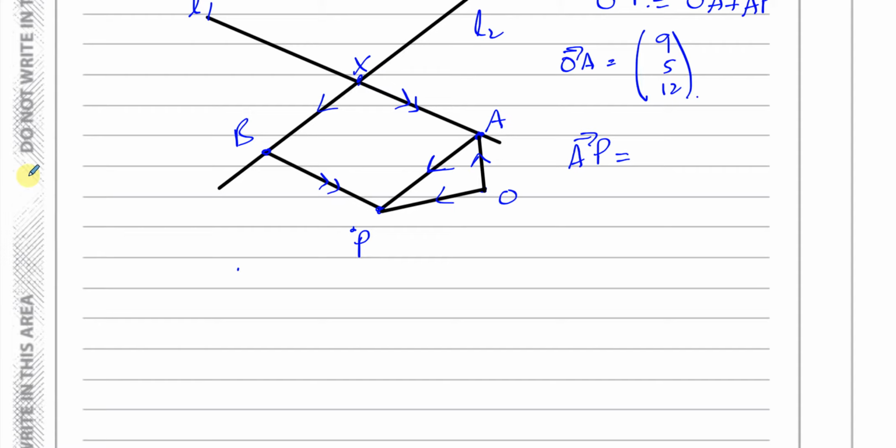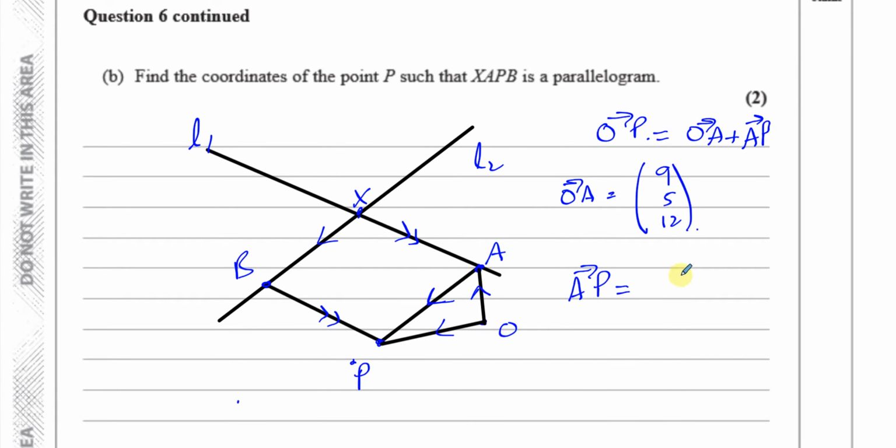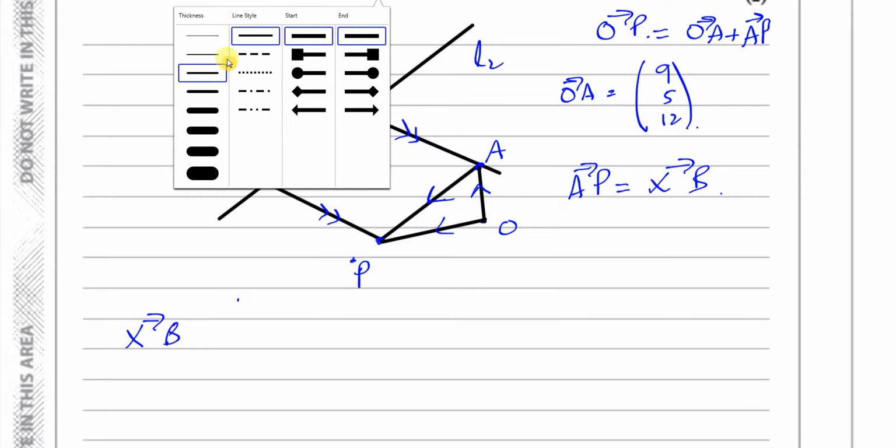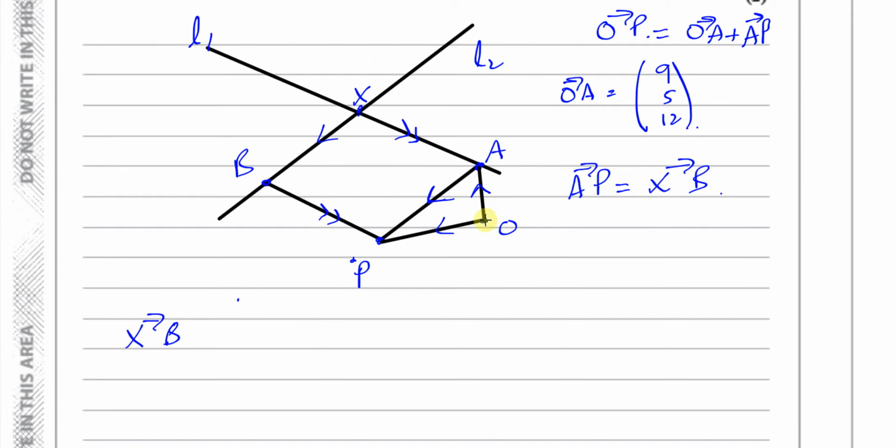Now A to P must be the same exact vector as X to B. Why is it the same vector as X to B? Well, because this is the side which is opposite to A to P in a parallelogram, so they're the same direction, they're parallel, and they are the same length. So they will be described by the same vector. So I need to find what X to B is. Now X to B, if you think about it, is going to be like this. Let me put this in a dotted line so it's a bit clearer. So you have O to X and you have O to B.